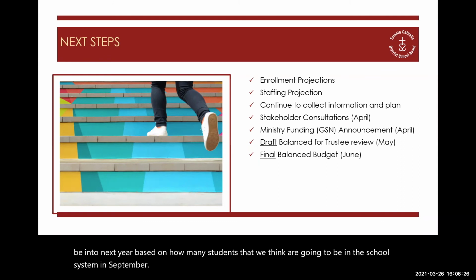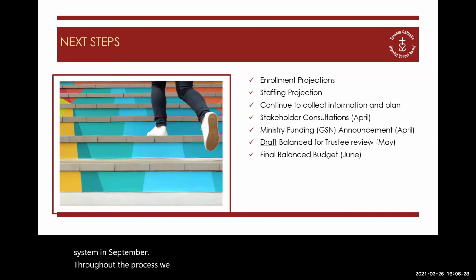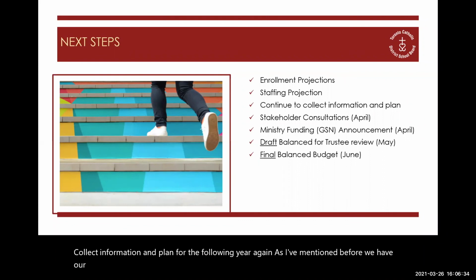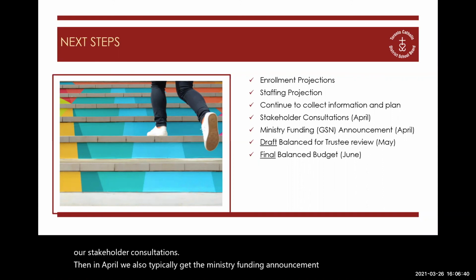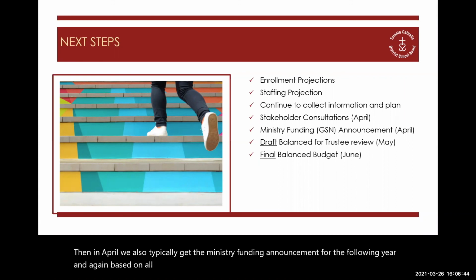Throughout the process, we continue to collect information and plan for the following year. Again, as I've mentioned before, we have our stakeholder consultations. And then in April, we also typically get the ministry funding announcement for the following year. And again, based on all that information, we develop a draft budget in May, and then we have a final budget in June.